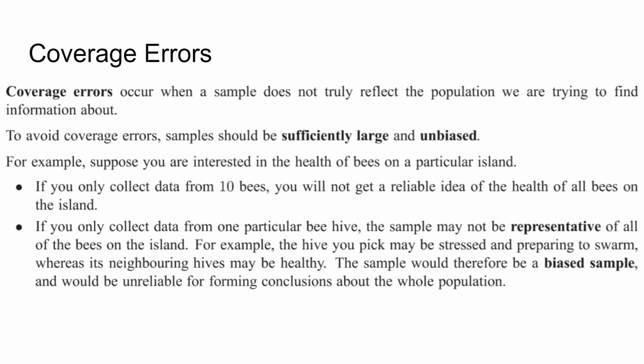Coverage error. Coverage error occurs when a sample does not truly reflect the population we're trying to get information about. So how can we avoid that? Well, we want to make sure that we have a representative sample. So we take a look at the whole population, and if 20% of the population for a particular area is over the age of 50, we want to make sure that our sample has about 20% of people who are over the age of 50.